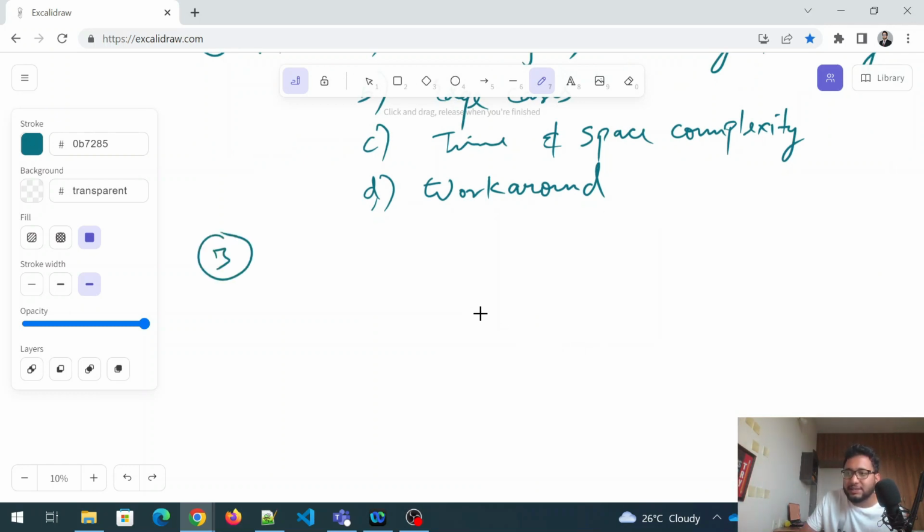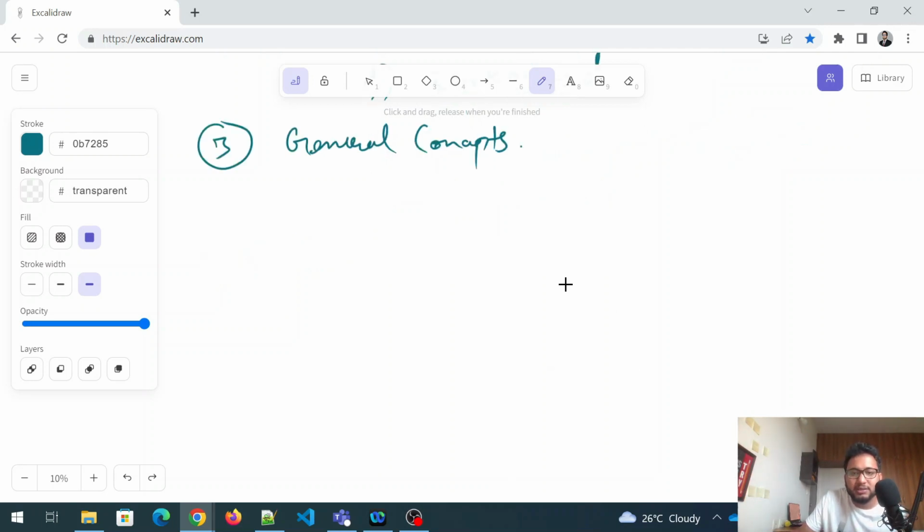Third point is basically your general concept. So we were talking about the general concepts, right? So in general concept, what exactly happened? In general concept, what happens is, if I'm talking about tools, I'll be talking about Terraform.